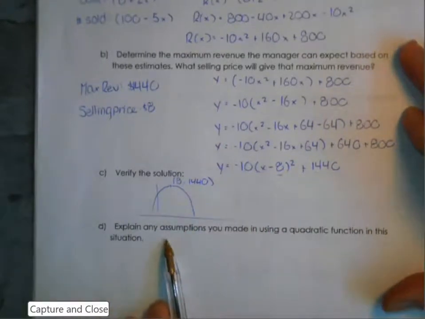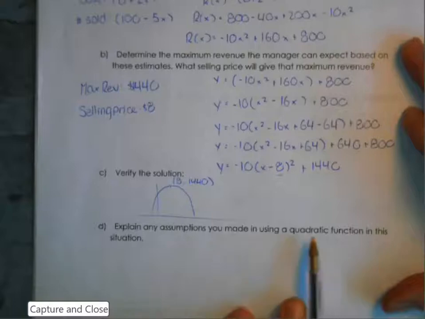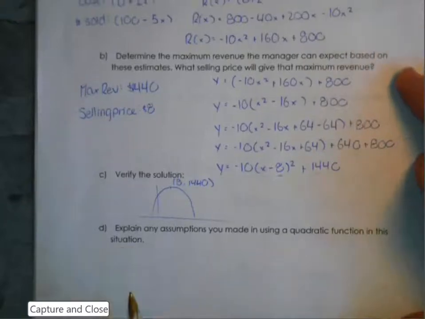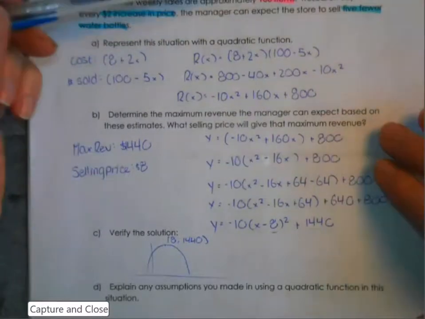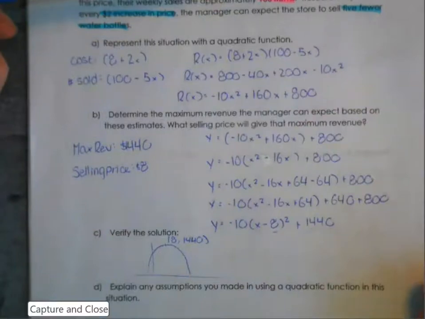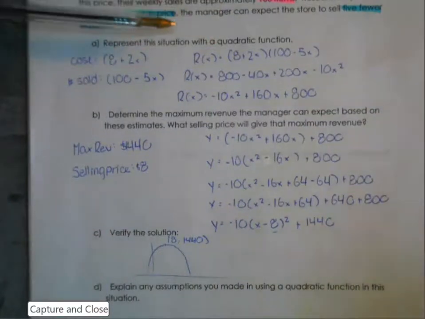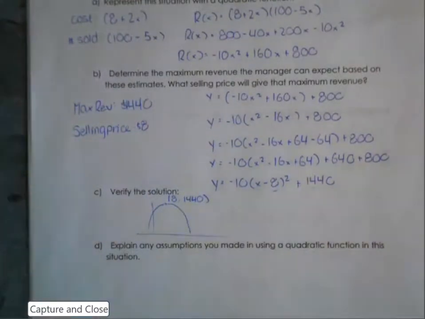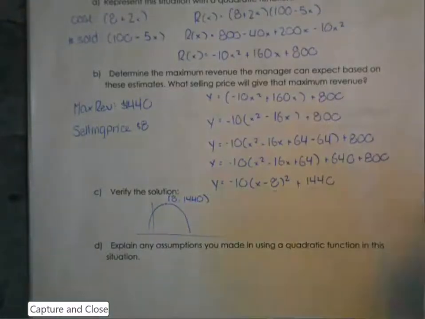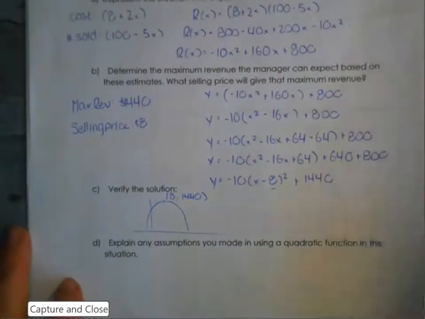Okay, the last part: explain any assumptions you made in using a quadratic function for this situation. The big thing when we're dealing with revenue is that we're really simplifying things. We're assuming that the price of the water bottles is going to affect the numbers sold and that not much else is going to affect it, right? So we're not taking into account other factors like, I don't know, maybe in the wintertime people just don't buy as many water bottles, or things like that. So we're oversimplifying what's happening in reality.